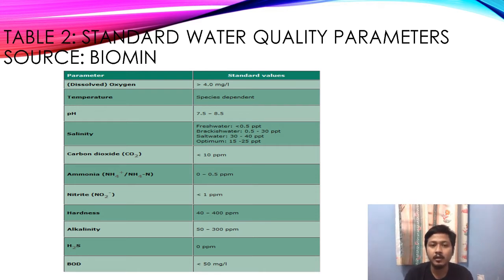For the ammonia, 0 to 0.5 ppm. For the nitrate, less than 1 ppm. For the hardness, 40 to 400 ppm. For the alkalinity, 50 to 300 ppm. For H2S, 0 ppm. For BOD, less than 50 mg per liter. From the table, we must compare with the characteristics of the shrimp pond wastewater, and the values of the characteristics must be in the range of the standard value.